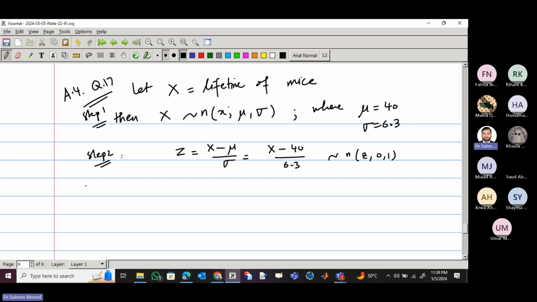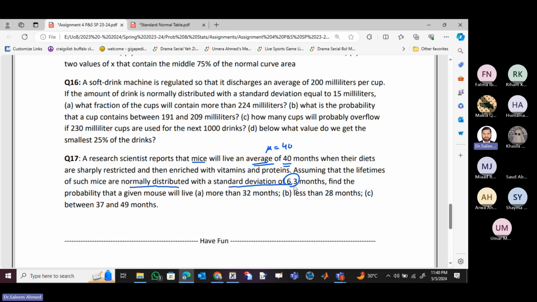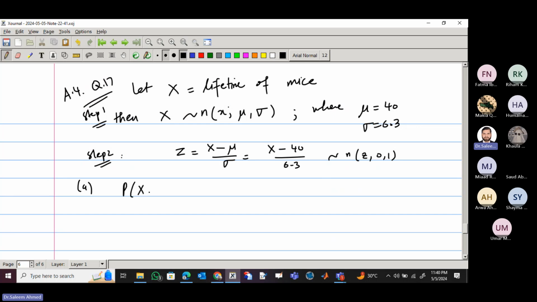Now go to the questions. They said, find the probability that a given mouse will live more than 32 months. What is the probability that lifetime X is more than 32 months? A mouse living more than 32 months means the lifetime of that mouse is more than 32. So X is the lifetime, X is more than 32. I cannot just get the answer; I have to change this to Z. So I will write 32 in Z first of all.